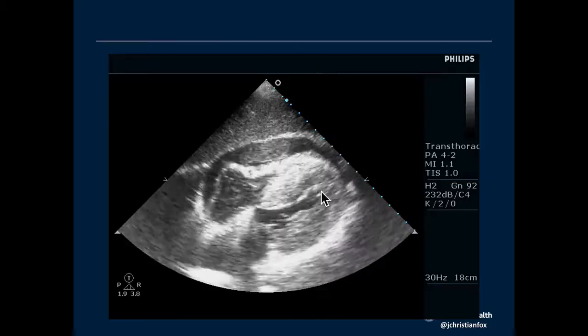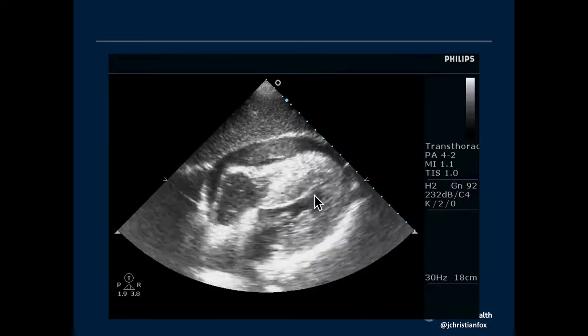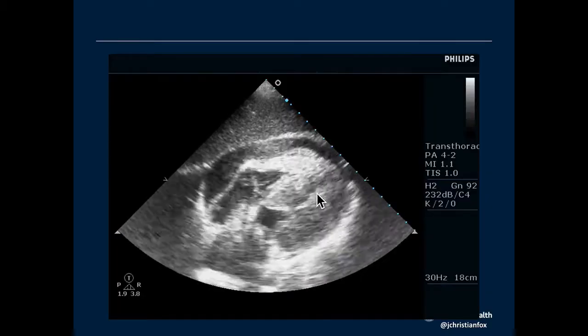And this LV down here, here's your left ventricle. It's empty. In fact, the papillary muscles are kissing. We call that kissing paps. And that's an empty LV. This patient is about to code.